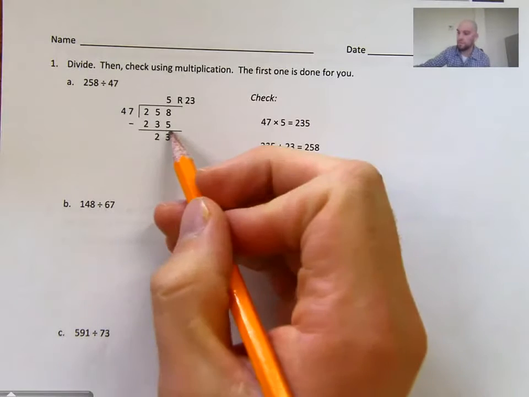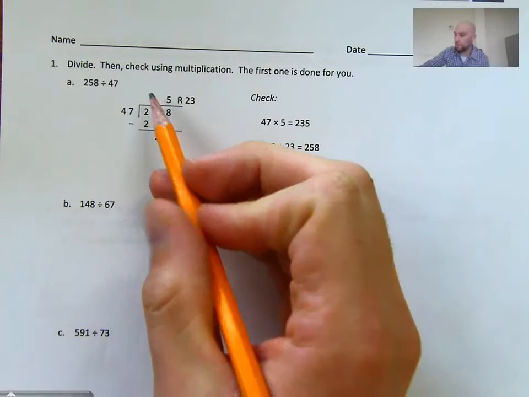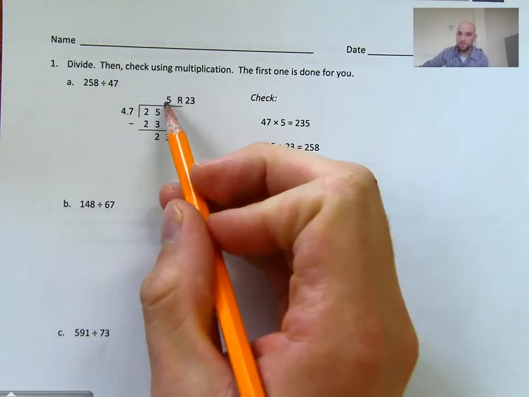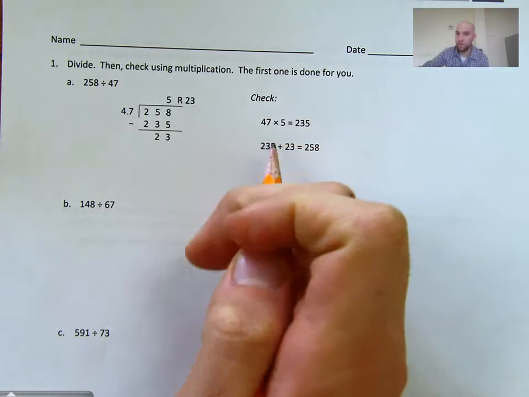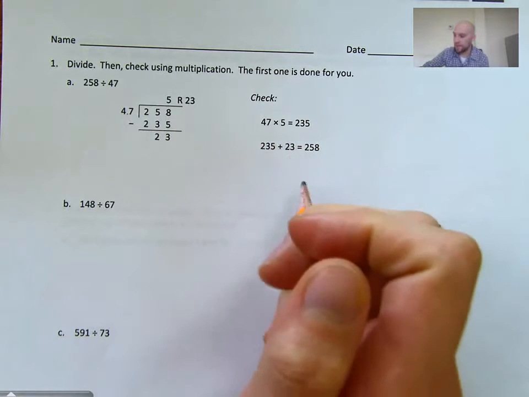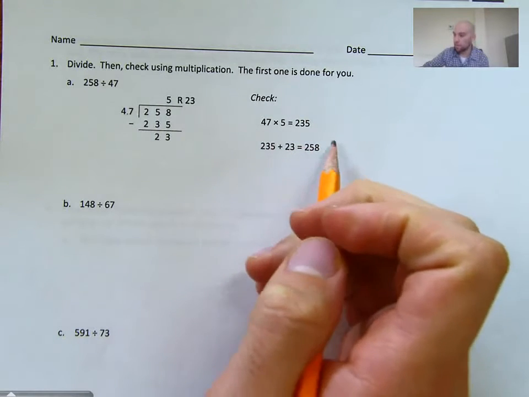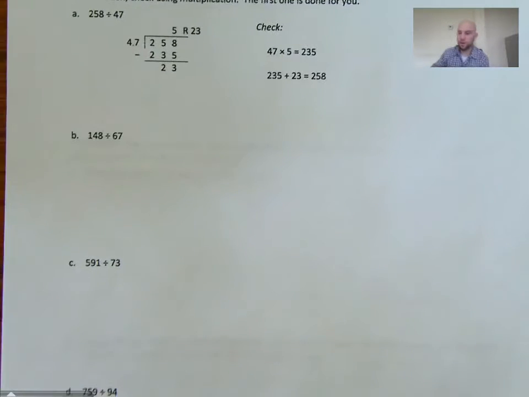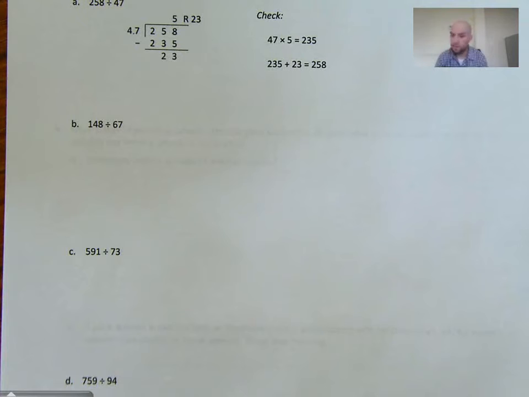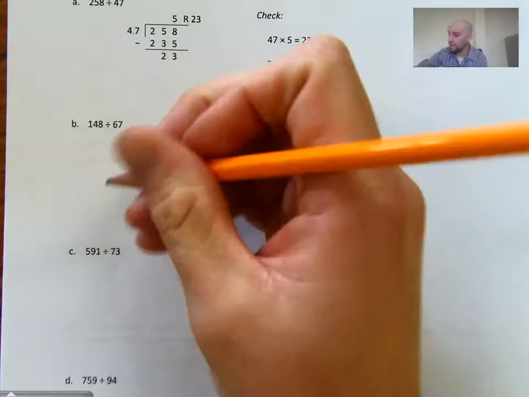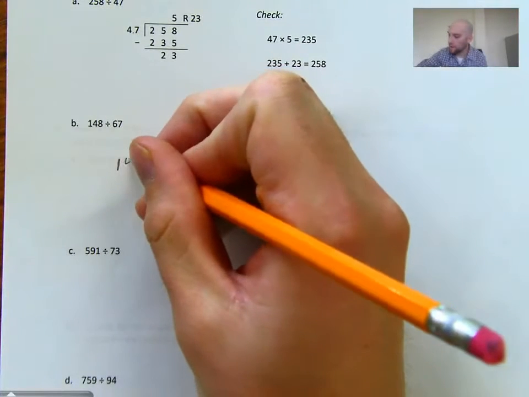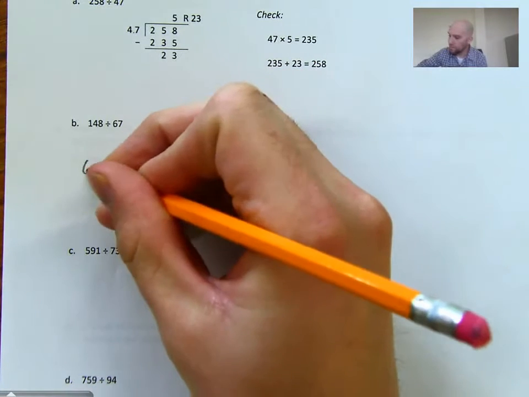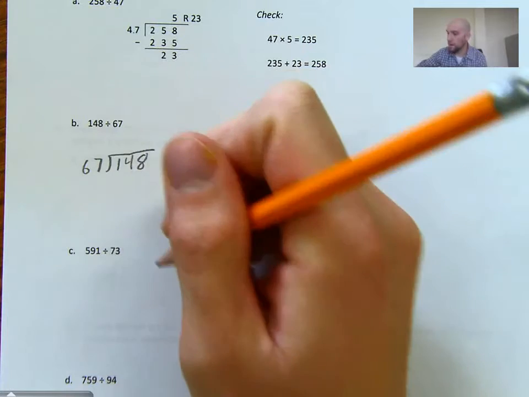So we have 258 divided by 47. They got 5 remainder 23 here. And then checked that answer using multiplication, which is the inverse of division. So let's do letter B here together. It says 148 divided by 67. So we have 148 on the inside, and then we have our 67 that we're dividing by on the outside.